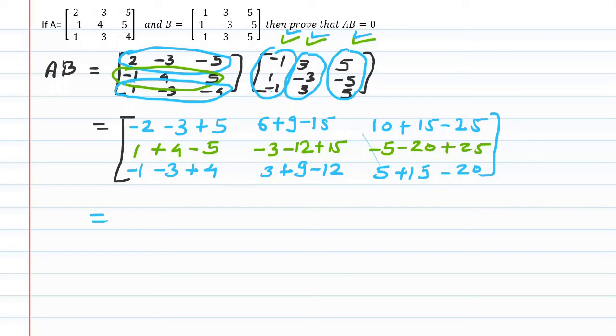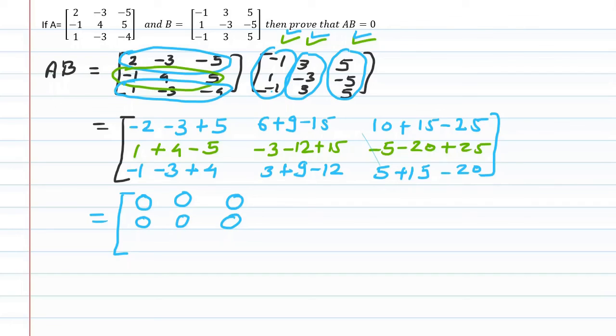Now you can observe that after all these additions as well as subtractions: -2, -3, -5 plus 5, that is 0. 6 plus 9 is 15, minus 15 will be 0. 10 plus 15, 25 minus 25, this will be 0. 1 plus 4 is 5, 5 minus 5 will be 0. -3 -12 -15 plus 15, that will be 0. -5 -20 -25 plus 25, that will also be 0.